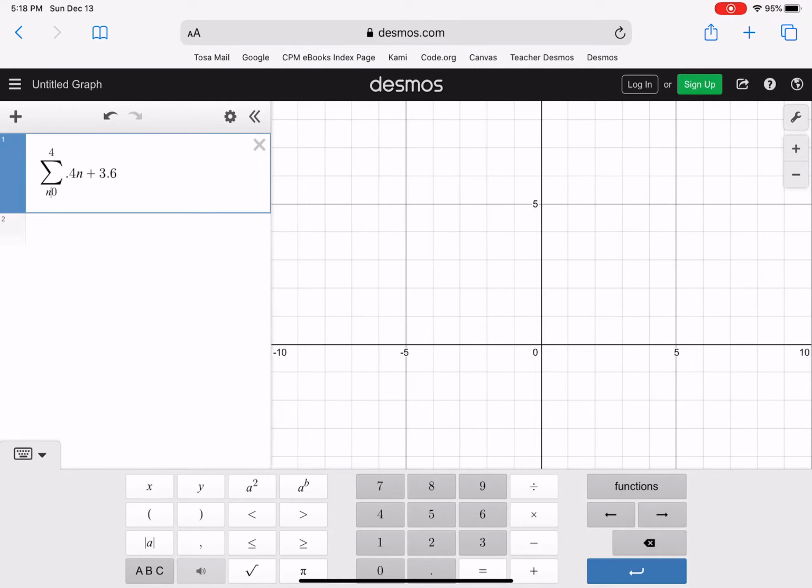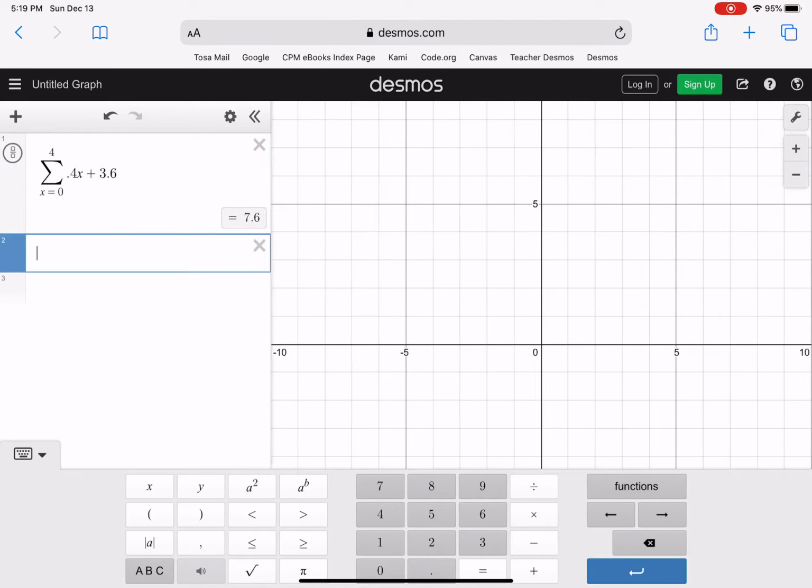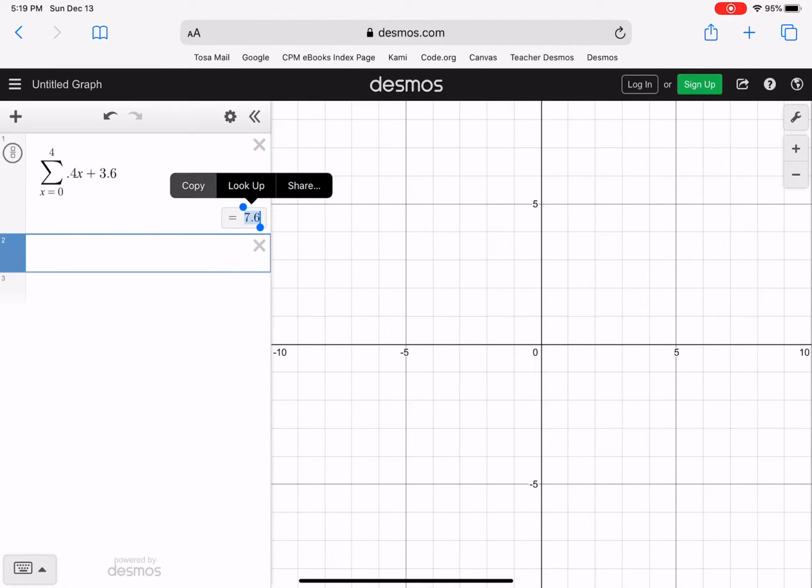And let's change these to x's. Let's see if this makes a difference in Desmos. All right, I'm going to have to go back and double check on Desmos and I'm going to get back to you on that one.